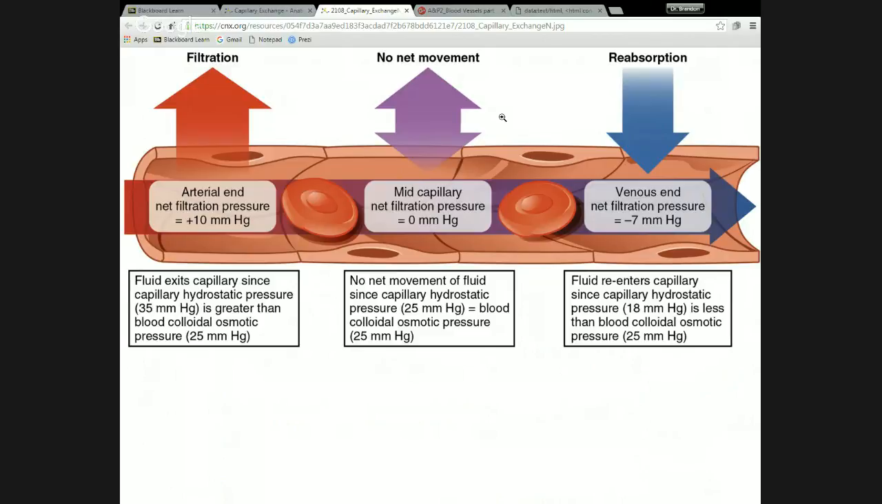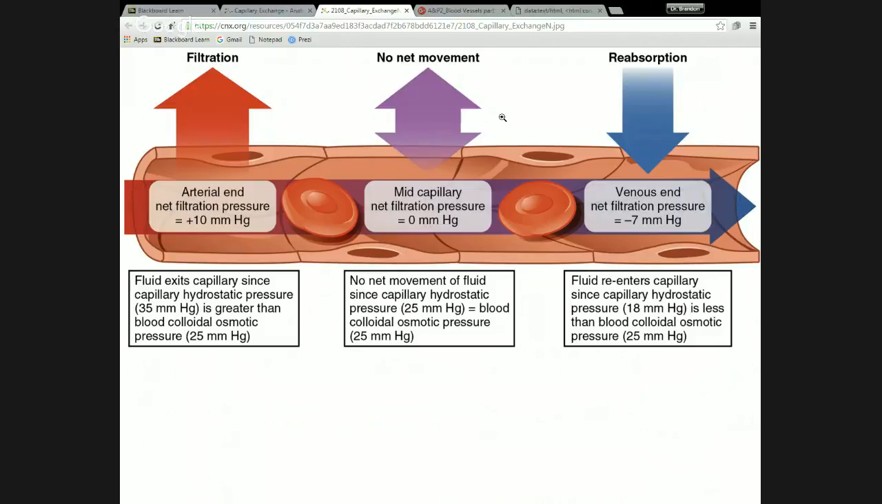You would want to have an even exchange. All of the water that leaves during filtration needs to be reclaimed. The only way that's going to happen is if the net filtration pressure on the venous end is negative 10 millimeters of mercury, which it isn't. That means that not all of the water that comes out of the blood at filtration gets back into the blood with reabsorption.